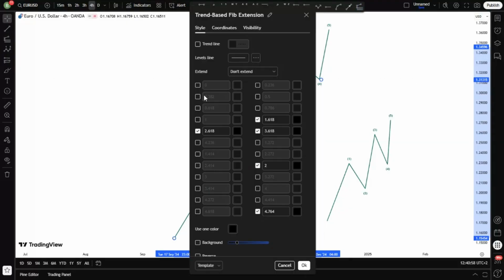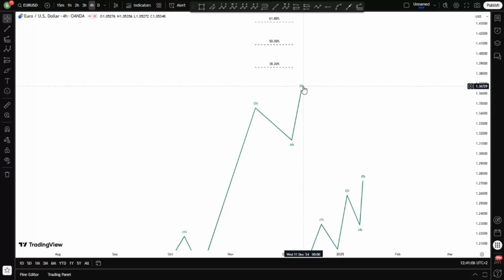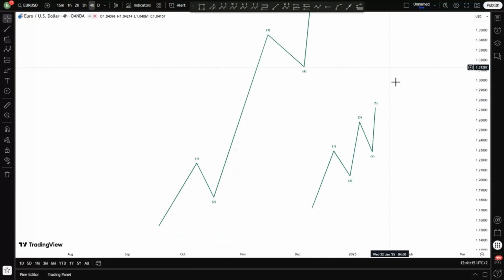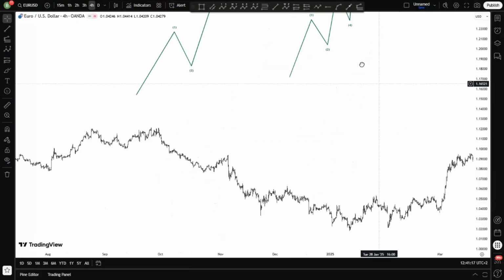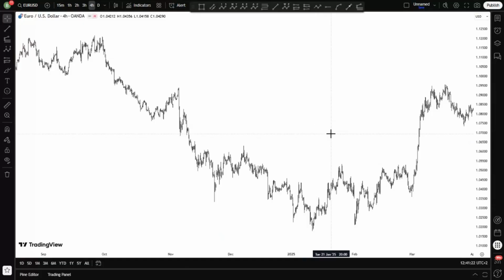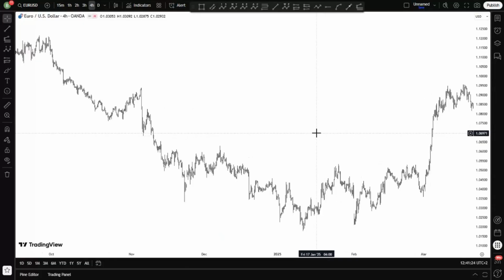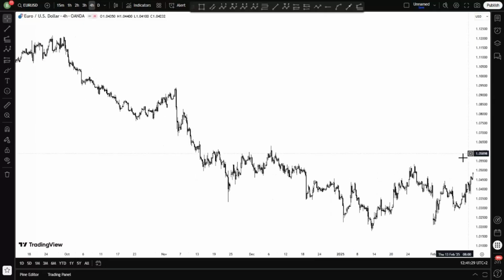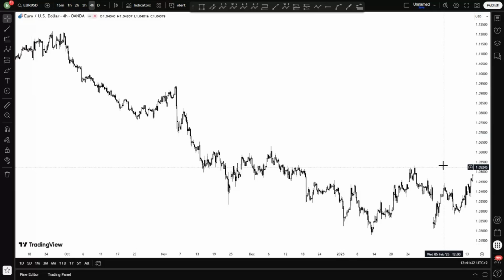So the common levels for wave 5 are 38.2, 50%, 61.8, and 78.6%. These are the most common levels for wave 5. So to put this into practice, I want us to look at the chart of Euro USD and study this impulse move, and let us try and apply what we have just talked about.